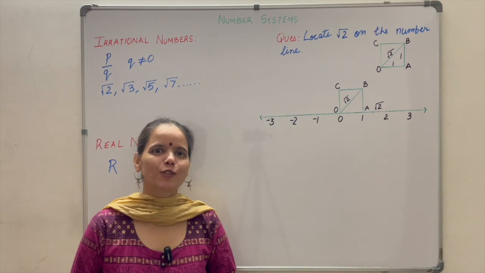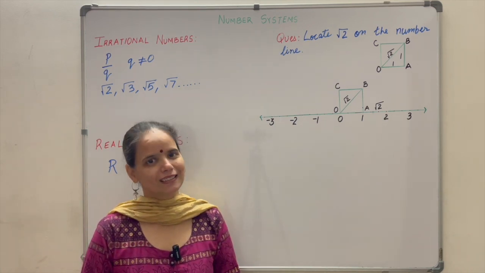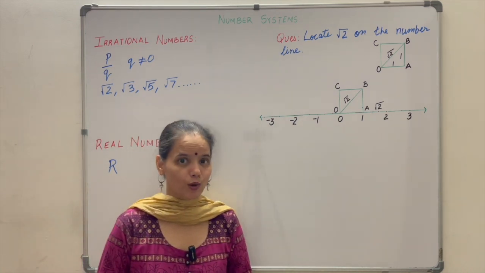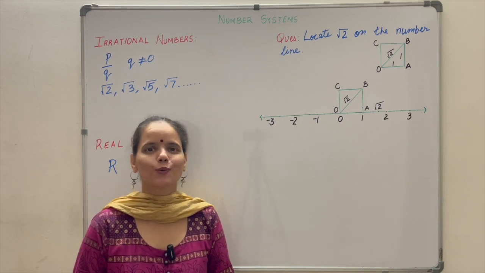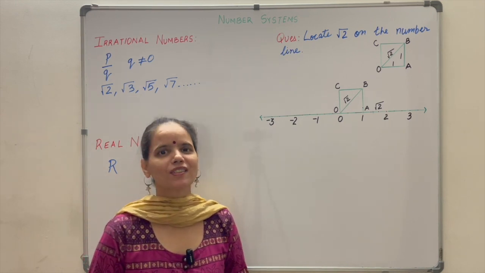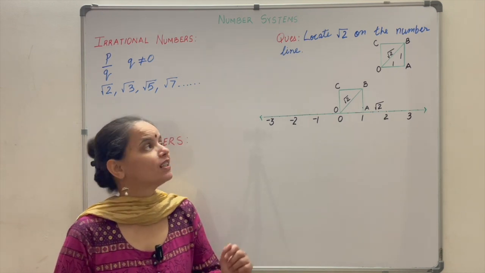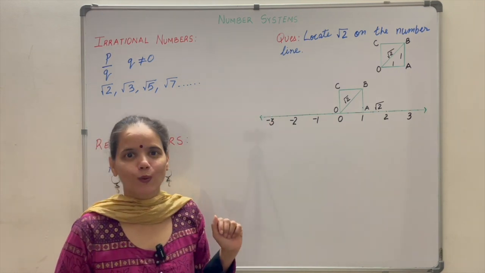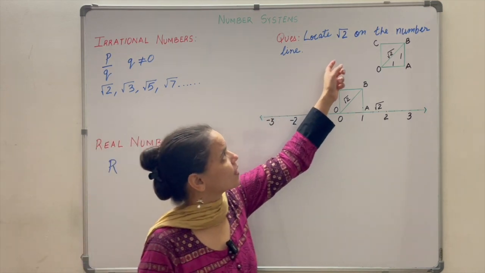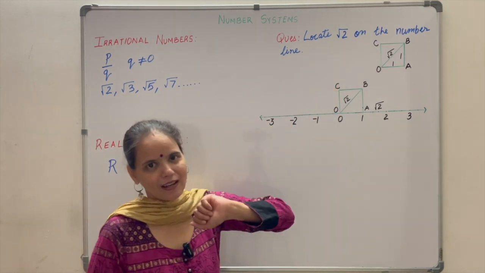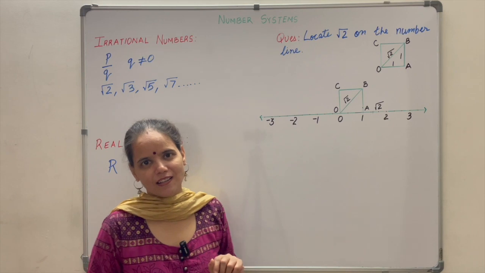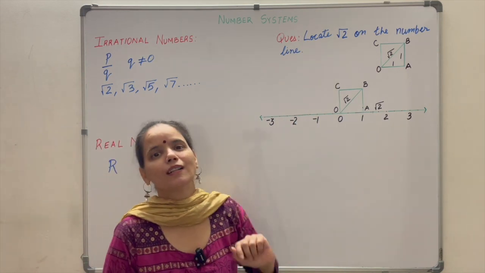You already know how to represent a rational number on the number line. In case you have forgotten, you can refer to my video whose link I have given in the description box below. Let us now see how to locate an irrational number on the number line with the help of this question. Locate root 2 on the number line. Root 2 is an irrational number, and you have to locate it on the number line.